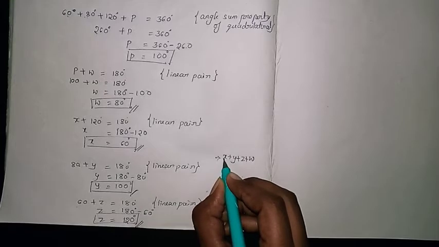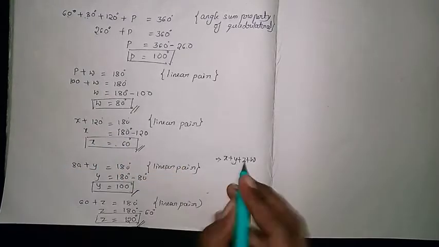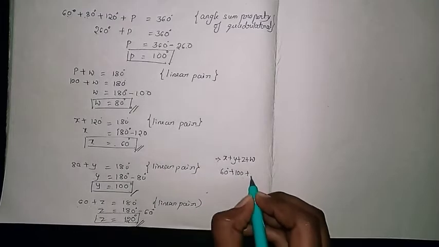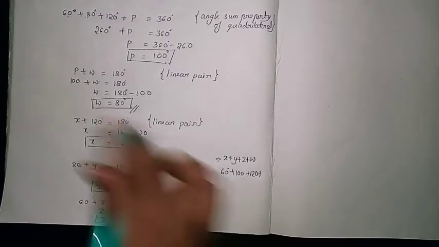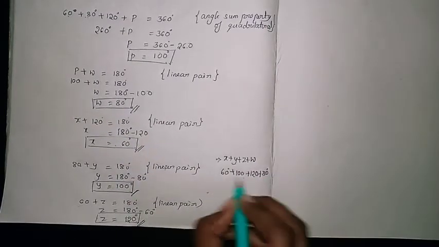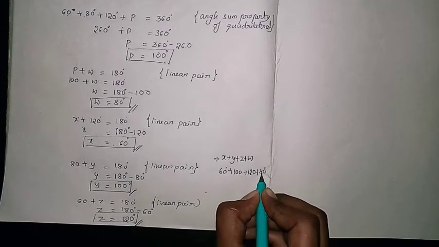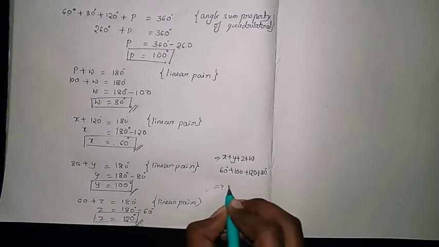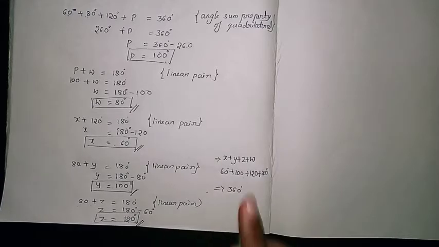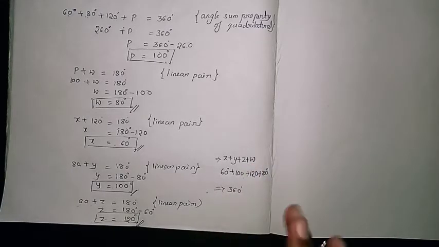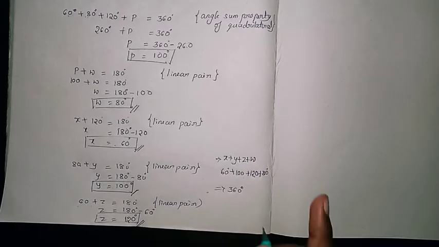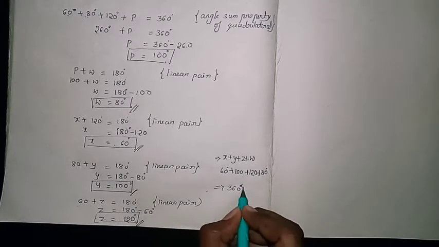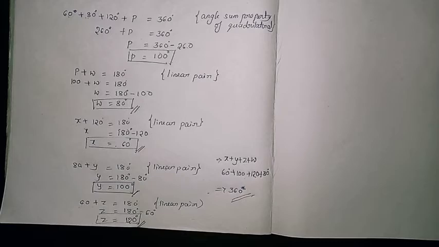So which is equal to, x is how much? What we have found, 60 degrees. So y is how much? 100. Z is how much? 120 degrees, plus w is 80 degrees. So 120 plus 80 is 200, then 300, 360. That means the exterior angle sum of a quadrilateral is equal to 360 degrees. So remember the sentence, the sum of exterior angles of a polygon or a quadrilateral is always equal to 360 degrees. So this is our final answer.